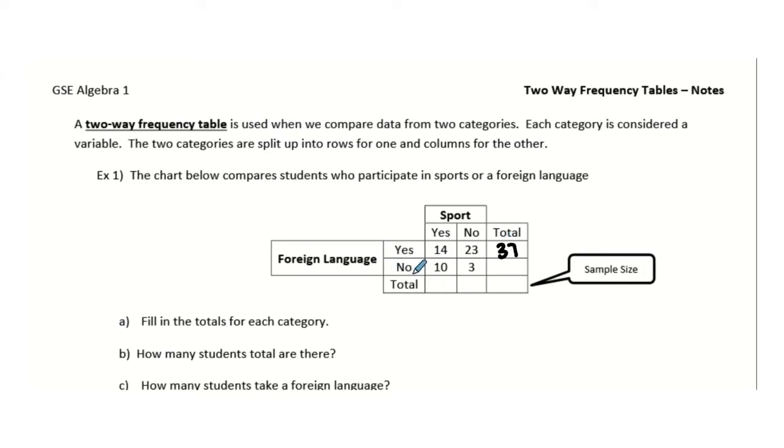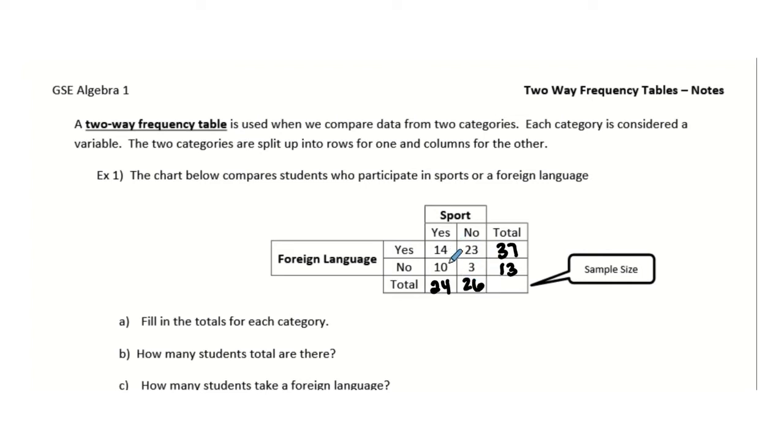The number of students that do not take a foreign language but participate in a sport is 10. The number of students that do not take a foreign language and do not participate in a sport is 3. So the total number of students not taking a foreign language is 13. The total number of students that participate in a sport is 24. And the total number of students that do not participate in the sport is 26.